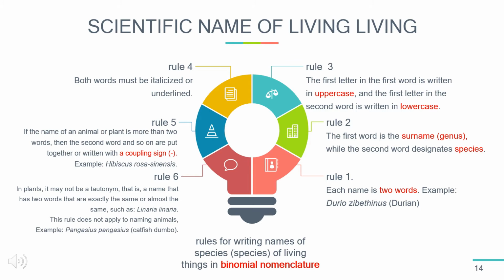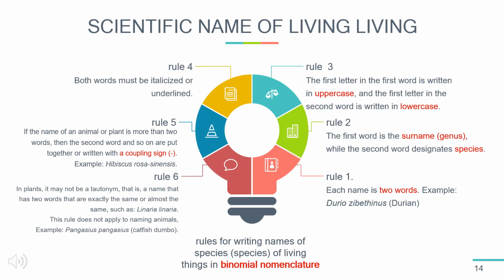And the fifth rule is if the name of an animal or plant is more than 2 words, then the second word and so on are put together or written with a coupling sign. For example, we have Hibiscus rosa-sinensis. So it also consists of 2 words. However, the second word consists of 2 phrases.